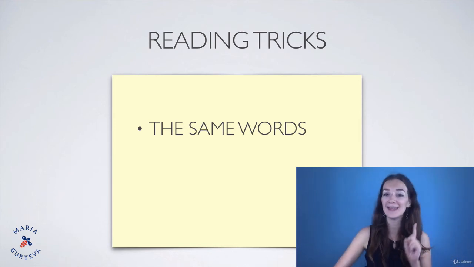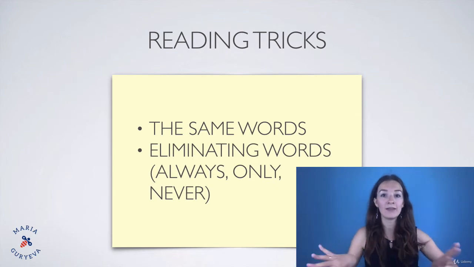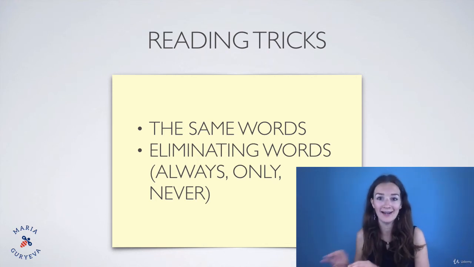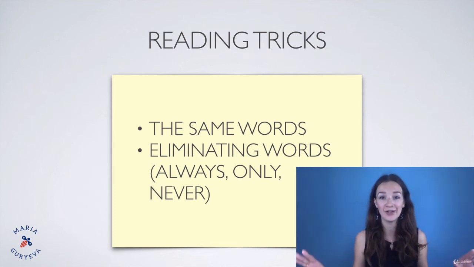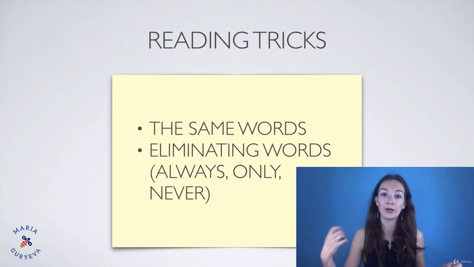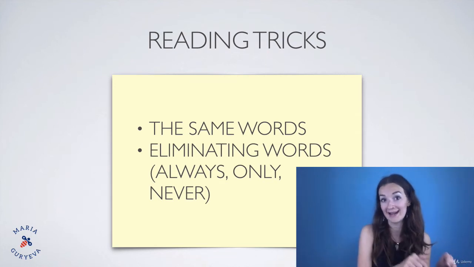All right, we move to the next reading trick, and it's eliminating words. So what is eliminating words? Eliminating words are such words as always, only, or never. So these words eliminate a lot of other things. So they say always. It means there are no exceptions. Or they say only. It means only this, right? There are no exceptions. Or never, never it happens, right? No exceptions. So when we have an answer choice which has an eliminating word such as always, only, or never, this is the wrong answer. We have no right to choose that answer.